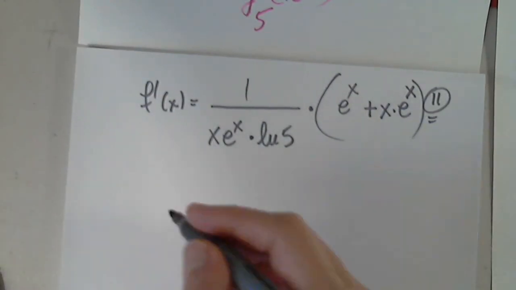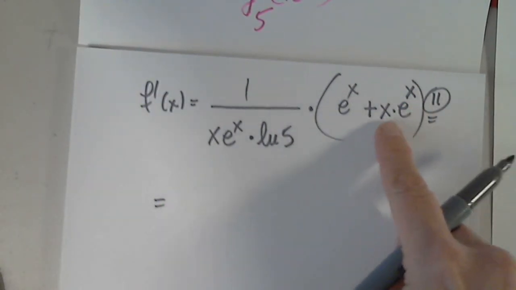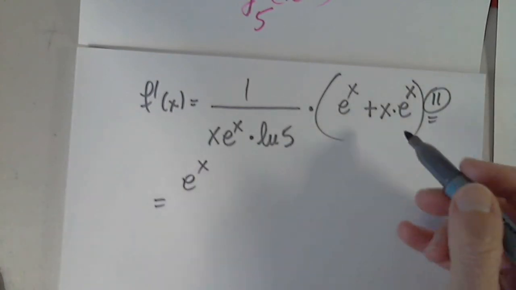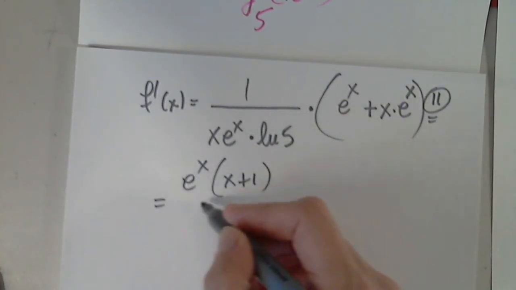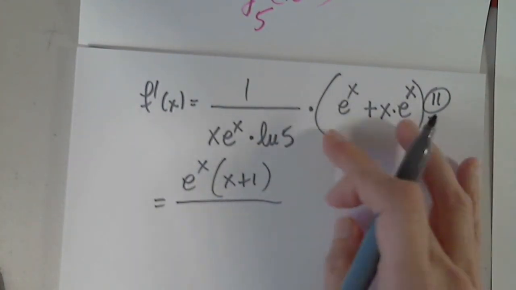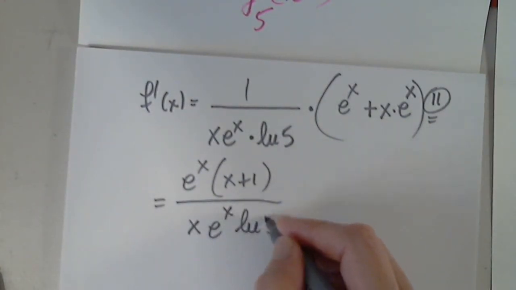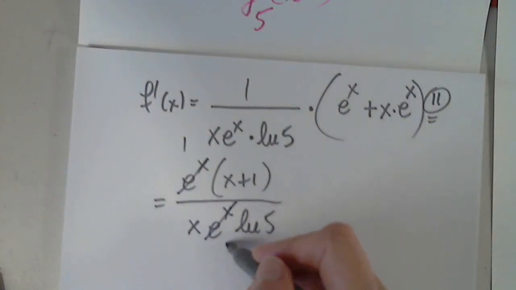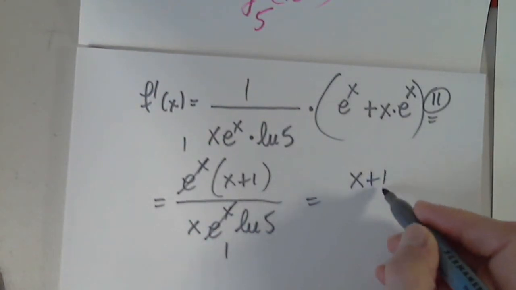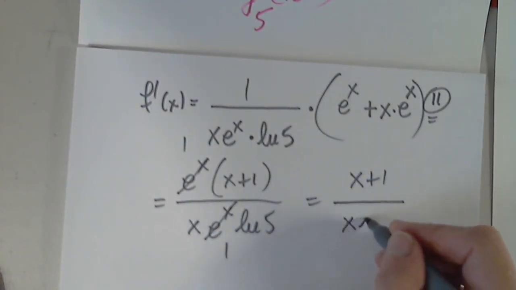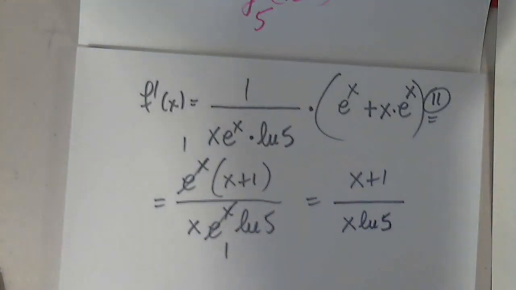So this equals, I will factor out e to the x from the top and get x plus 1 in parentheses, or 1 plus x, but I prefer x plus 1, over x e to the x natural log 5. And I can simplify. So the simplified form is x plus 1 over x natural log 5.